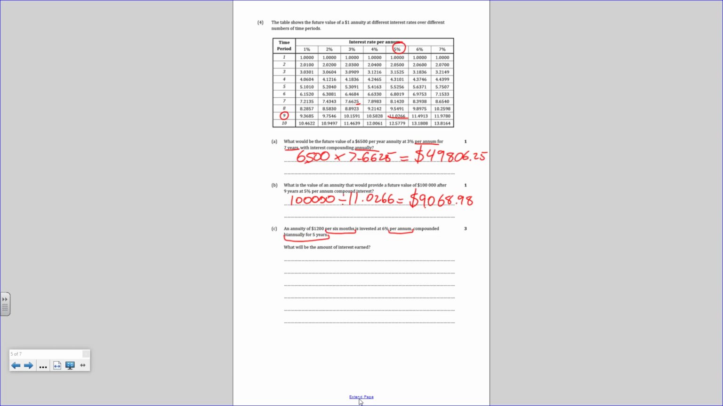First of all, we have 6% per annum, so because we're doing biannually, in 6 months that's going to be 3% per 6 months. And then biannually for 5 years, so that's going to be 10 time periods, okay? So rather than looking at 6% for 5 years, we're going to be looking at 3% for 10 time periods, which is going to give me 11.4639.